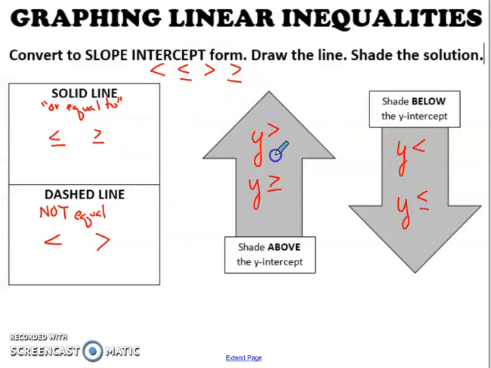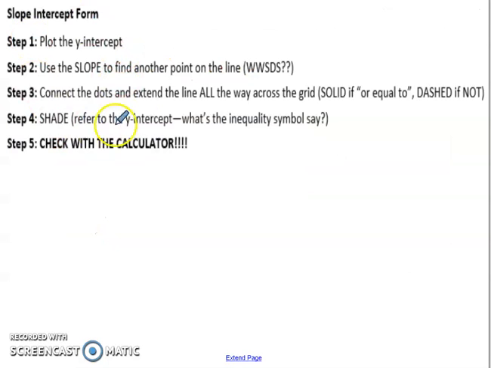We're going to be looking at those, and refer to those like, okay, what does it look like? What is my line, solid or dashed? Do I shade above or below? So you have your step-by-step things to think about. When it's in slope-intercept, plot our y-intercept, use the slope to find another point, connect your dots, extend the line, make sure you're thinking, is it solid or dashed, and then we shade. Okay, and we can use the calculator to check as well. So here we go.